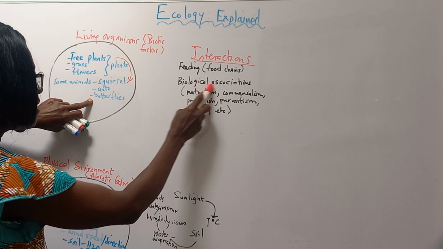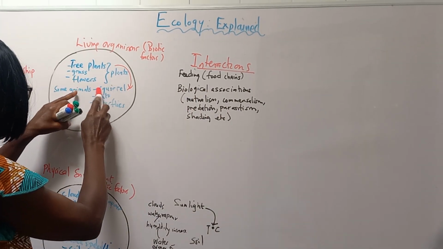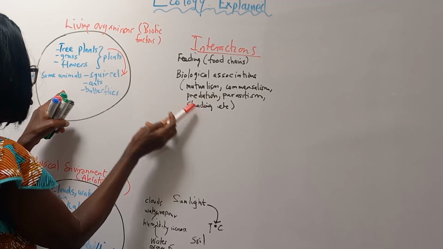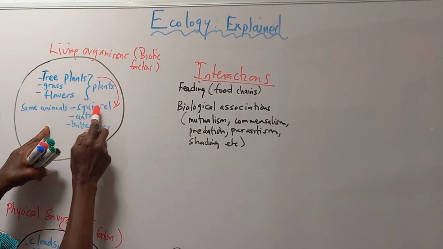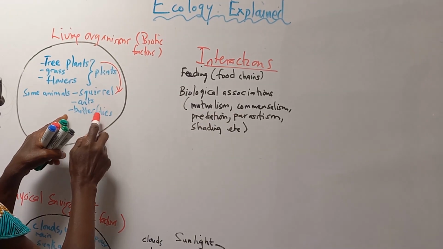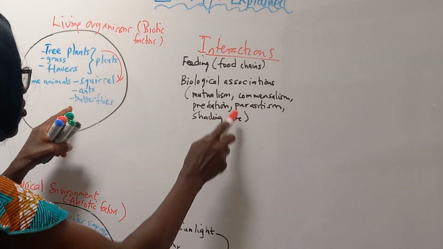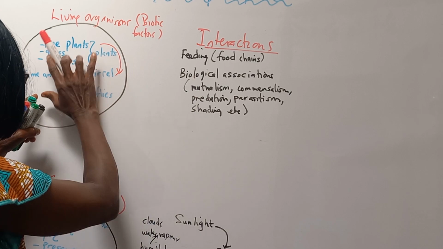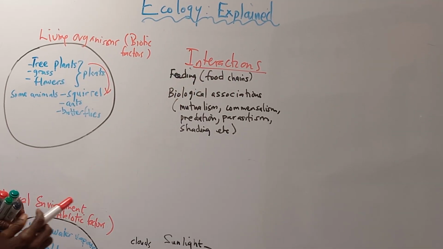There will also be biological associations. Just the presence of these organisms will provide shade to some organisms. We can have mutualism, where organisms benefit from each other. Predation, where one organism is preying on another one. You can have parasitism. We'll discuss all these in detail. But there are interactions among the living organisms, feeding and biological associations.